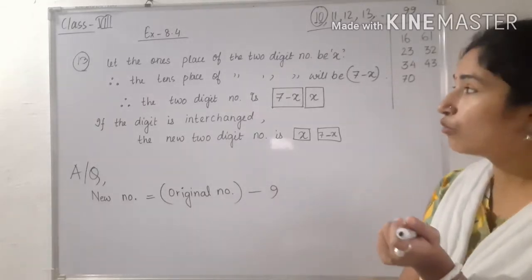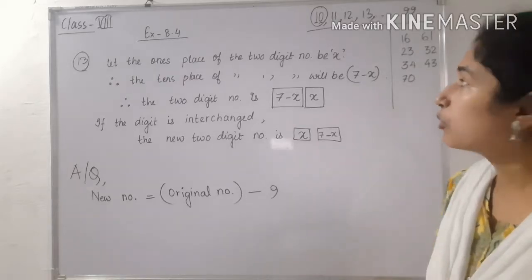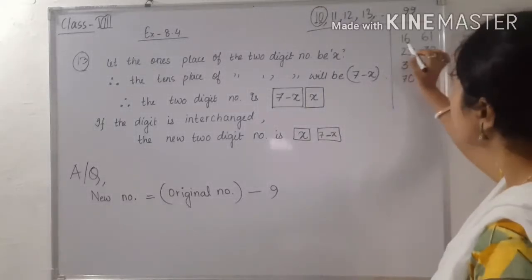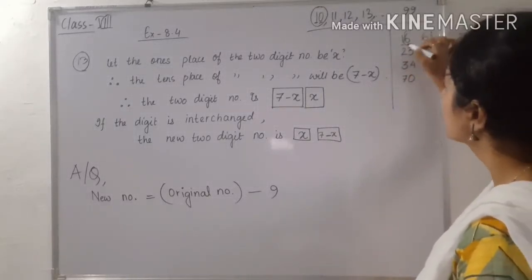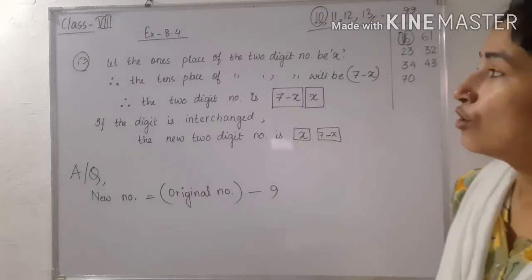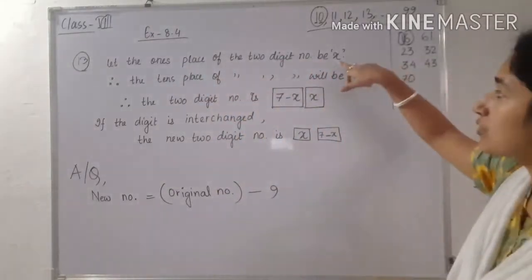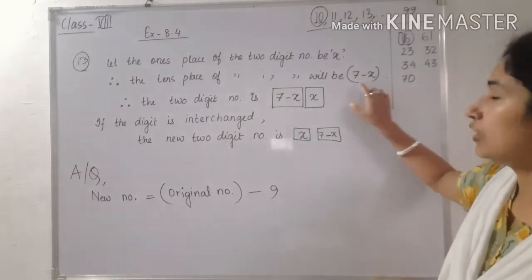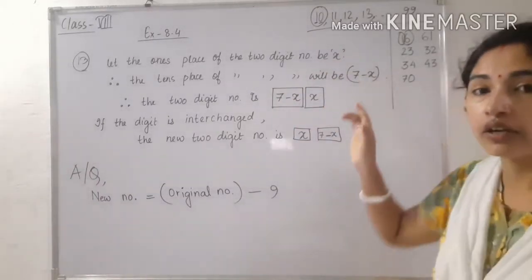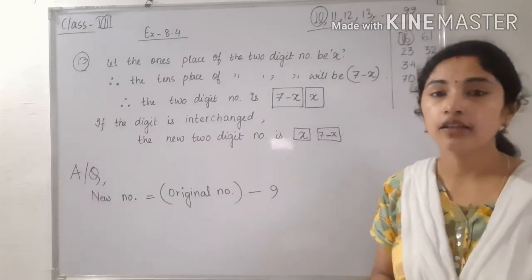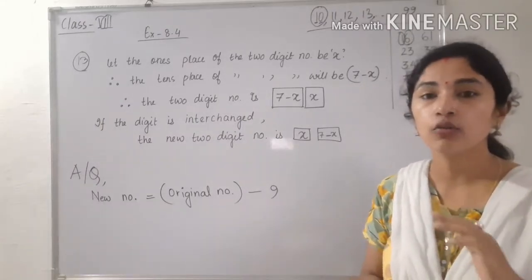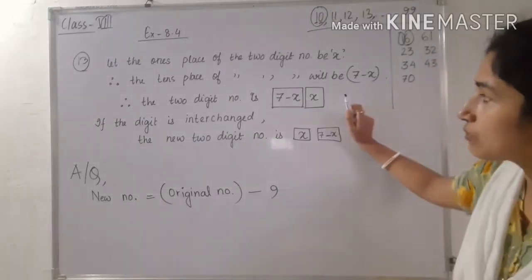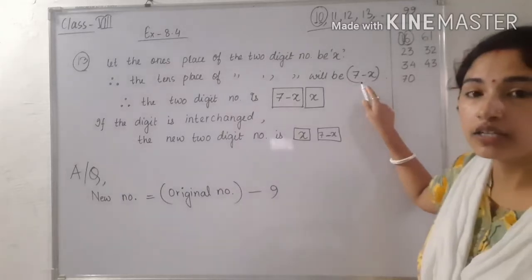So what we have to do is, suppose I take the ones place of the two-digit number. As you can see, there are two places in a two-digit number: one is the ones place and the other is the tens place. In the ones place I have taken x. So what will be the tens place? It will be 7 minus x, because it is already given that if you add the ones place and the tens place, you will get 7. It is given in the first sentence itself. So the tens place of the two-digit number will be 7 minus x.